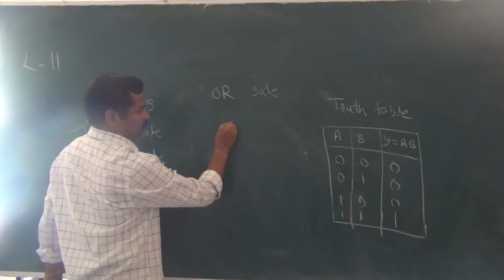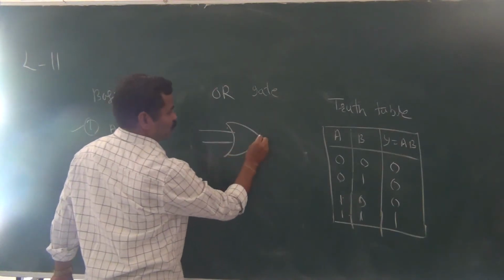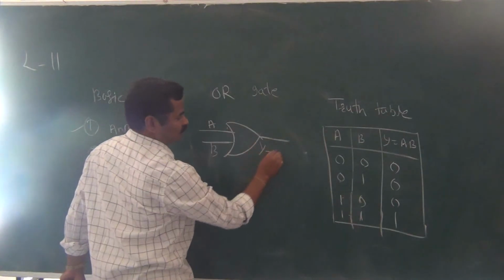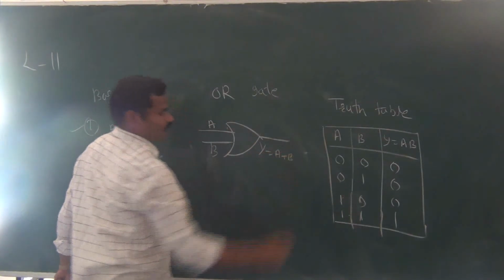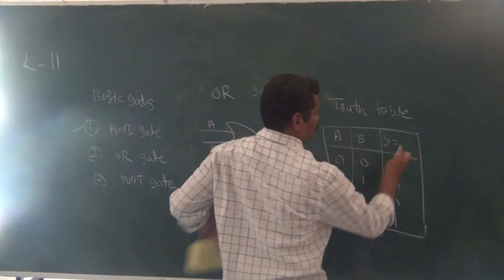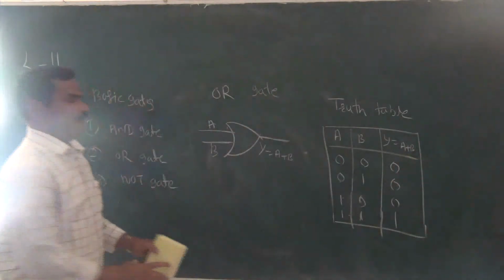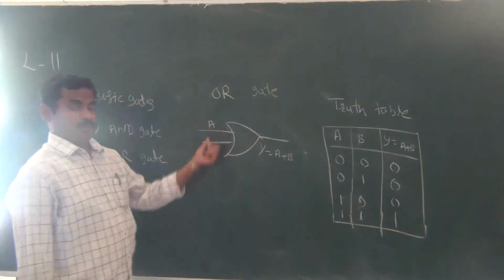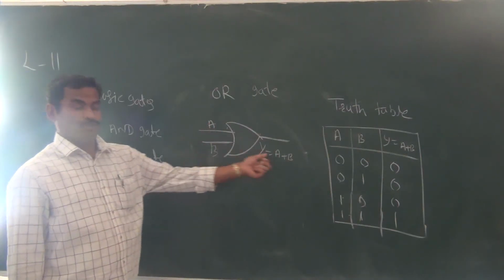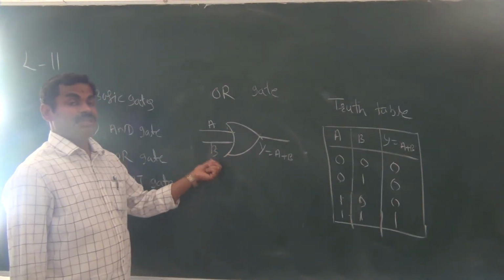This is the symbol of the OR gate. Here also I have two inputs A, B, but the output is A plus B. Everything is the same, only the output changes, that is A plus B. What is the importance of the OR gate? No doubt it is a type of basic gate. Here also there are two inputs and one output, but it is used as an adder in logic.